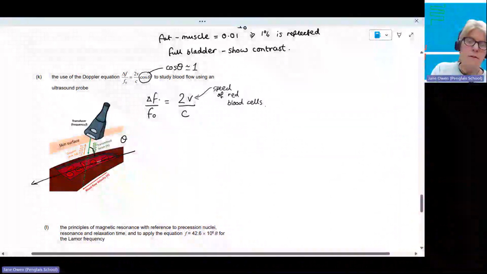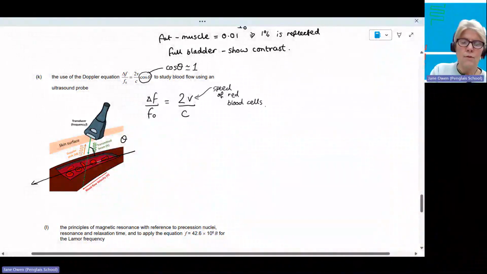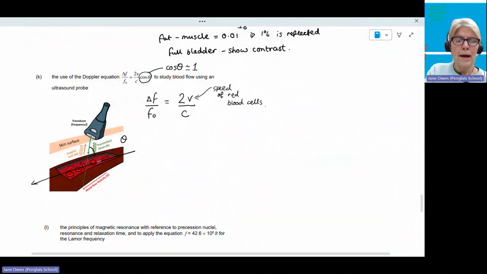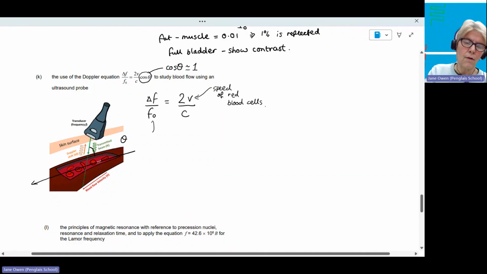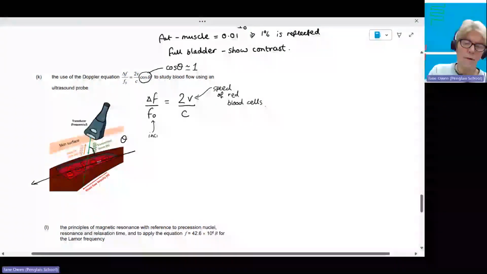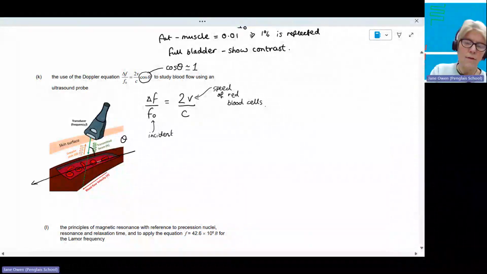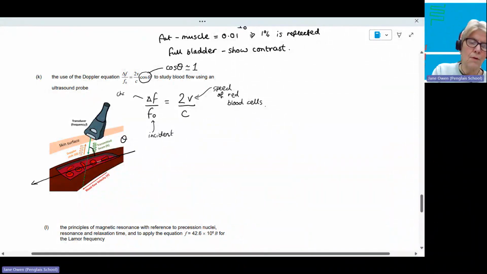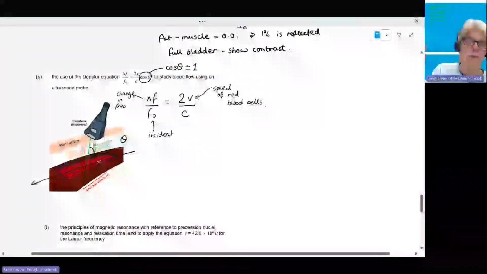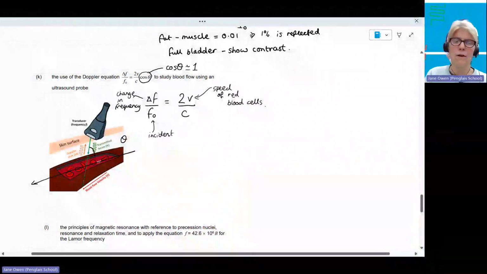And the change in frequency is the change in frequency received back of the incident frequency going outwards. So this is like your incident, and this is the change in frequency because you've had that Doppler effect twice over because of the reflection.